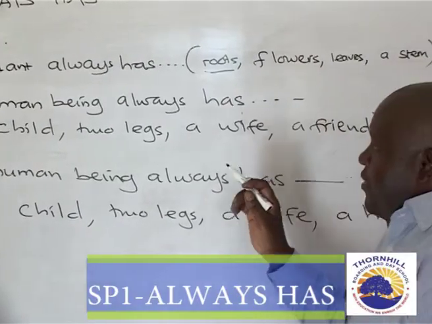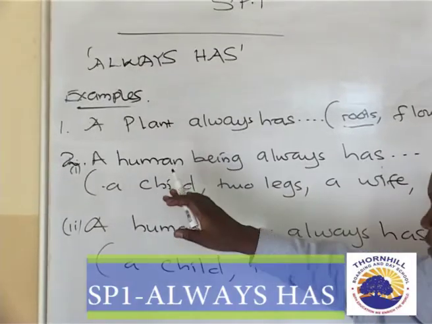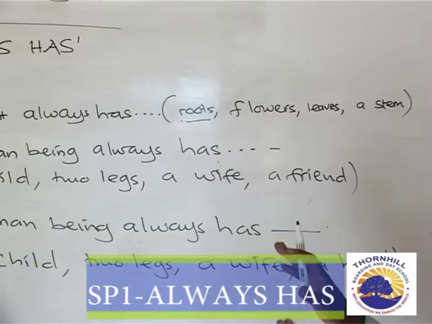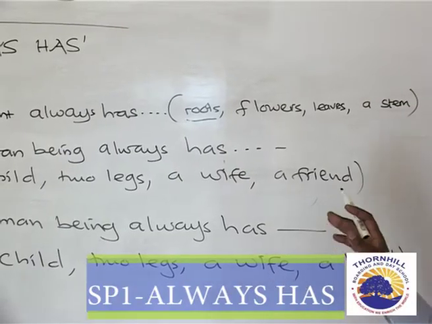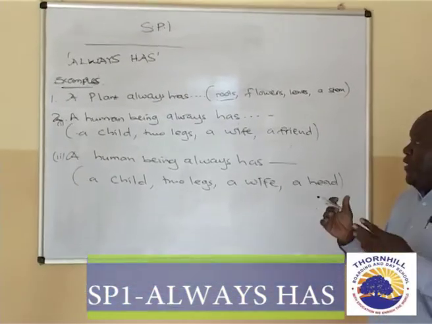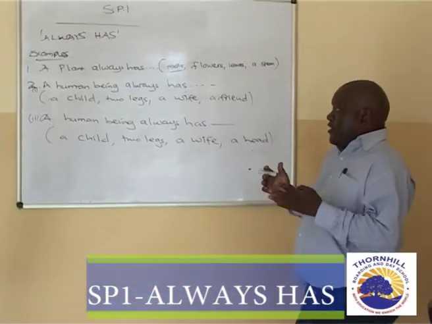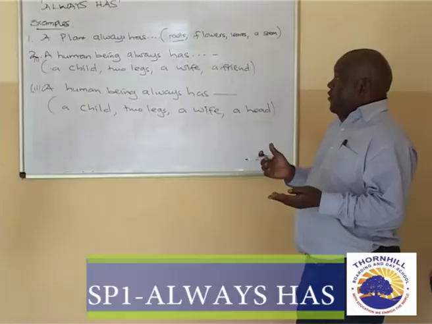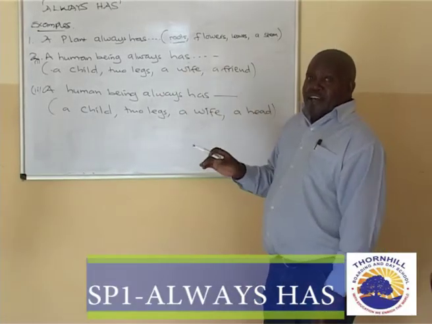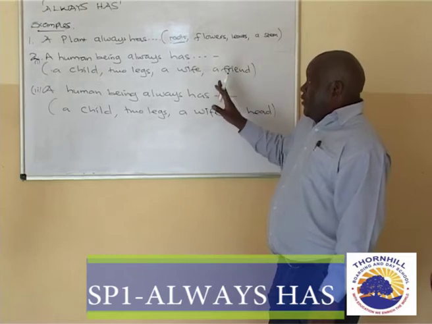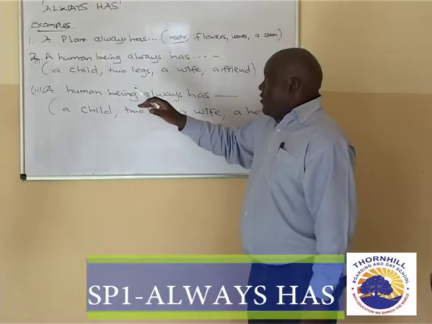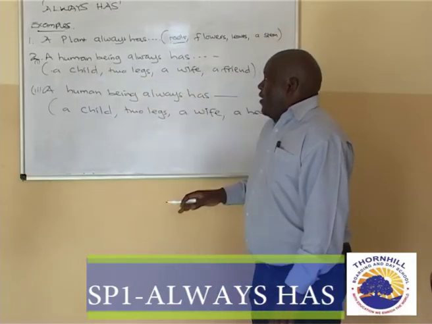In this particular one, when you look at a human being, there is a child, 2 legs, a wife, and then a friend. We want to get the best amongst these. Now, when you look at a friend, is it true that every human being has a friend? We doubt. Let's look at the other options first before we decide which one is the correct one. We look at a wife. Is it true that every human being has a wife? We don't know. Let's look at the other one. It says 2 legs, and the other one says a child.